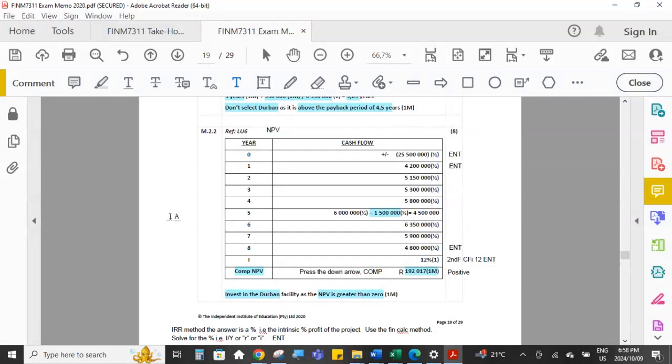I just want to see if I can fit this in here. Enter, ENT, enter each Rand value of cash flow, then second function, CFI and comp. And you will get your answer of the percentage that you want.